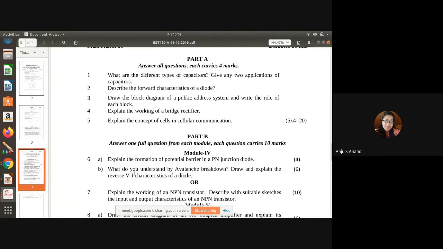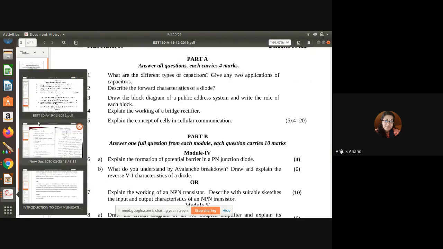Then next is, what do you understand by avalanche breakdown? Draw and explain the reverse V-I characteristics of a diode. Initially we discussed the forward characteristics of a diode. Here it is asking for the reverse characteristics, and along with this the avalanche breakdown process.